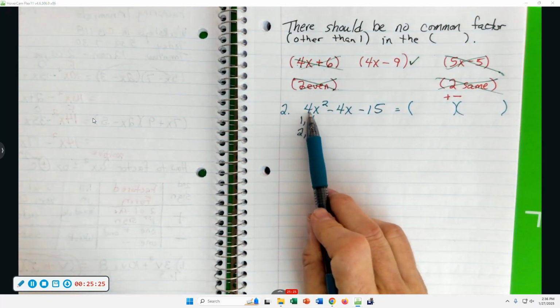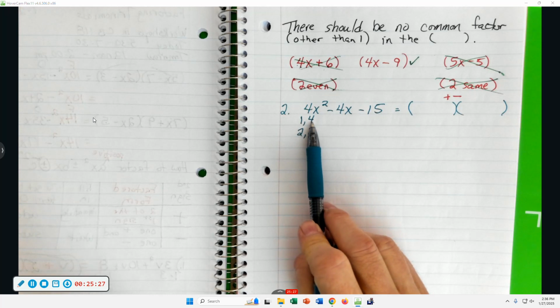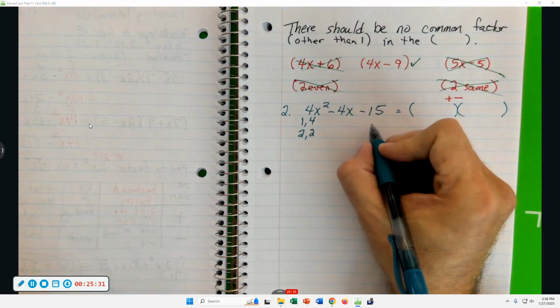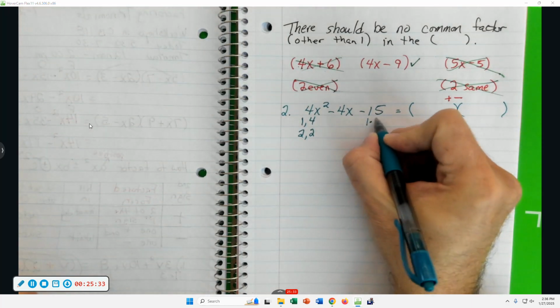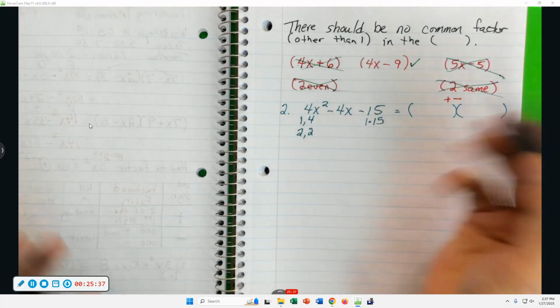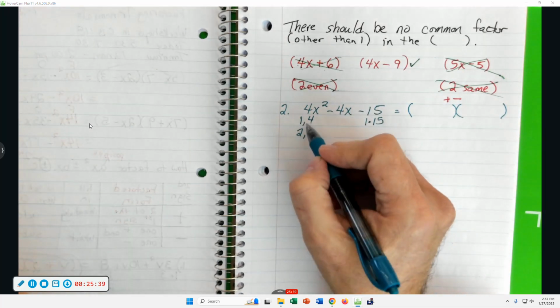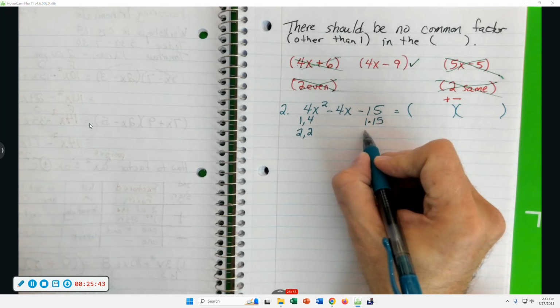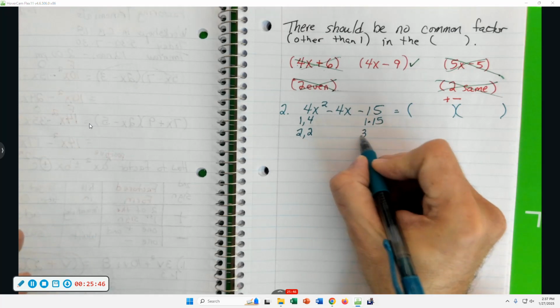So I'm writing down the numbers that multiply together to give 4. And over here, what numbers am I going to write out? 1 and 15. You can either put a comma between the numbers or a dot. It just depends. Like here, I put a comma. I probably should have put a dot. Maybe that'd be better. 1 times 15, and there's another pair: 3 times 5.